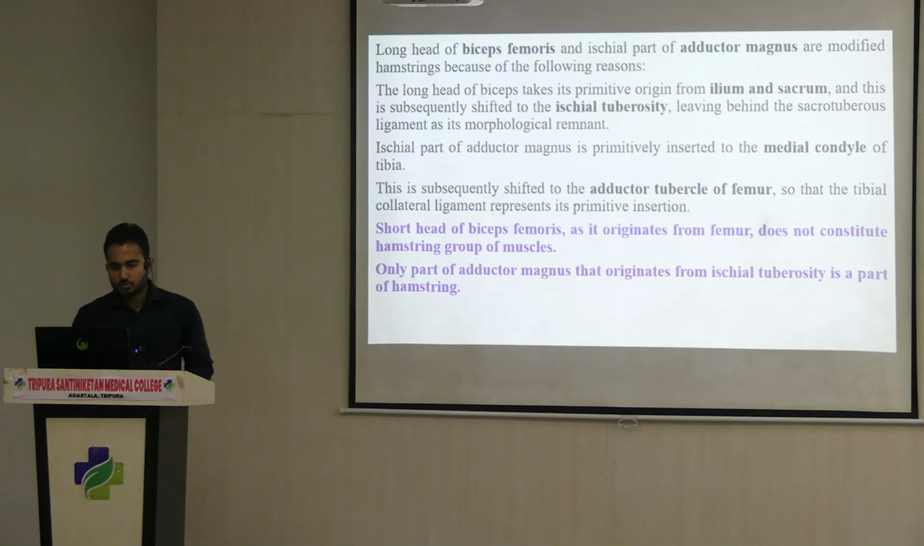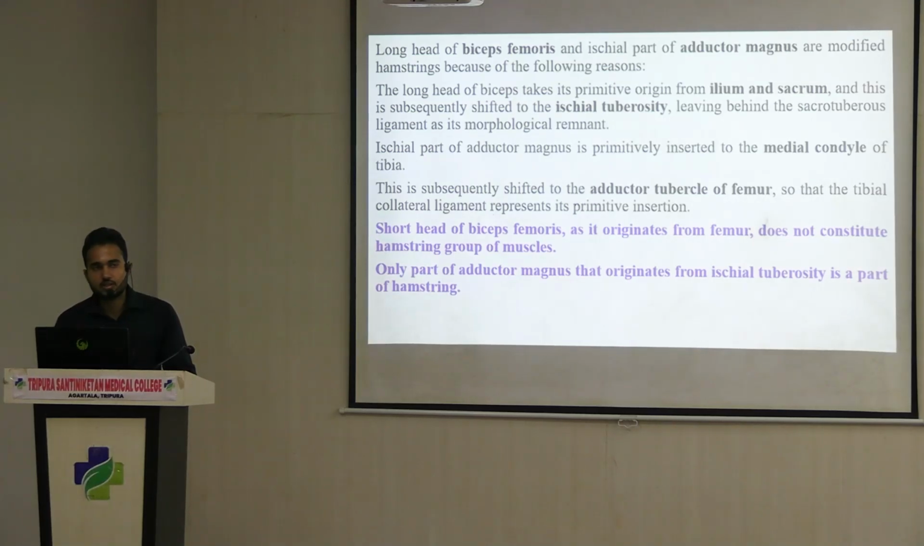Now, if you see the long head of the biceps femoris and adductor magnus muscle, the hamstring part of the adductor magnus muscle, these are called modified hamstring. Okay, so in hamstring, 4 muscles are there. Semimembranosus, semitendinosus, these are true hamstring muscles. But the other 2 muscles, that is the long head of the biceps and adductor magnus, hamstring part of the adductor magnus, these are modified hamstrings.